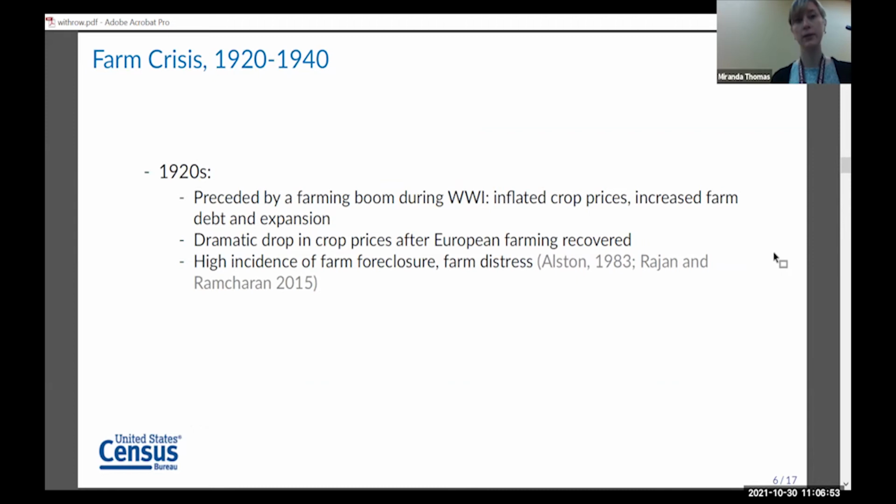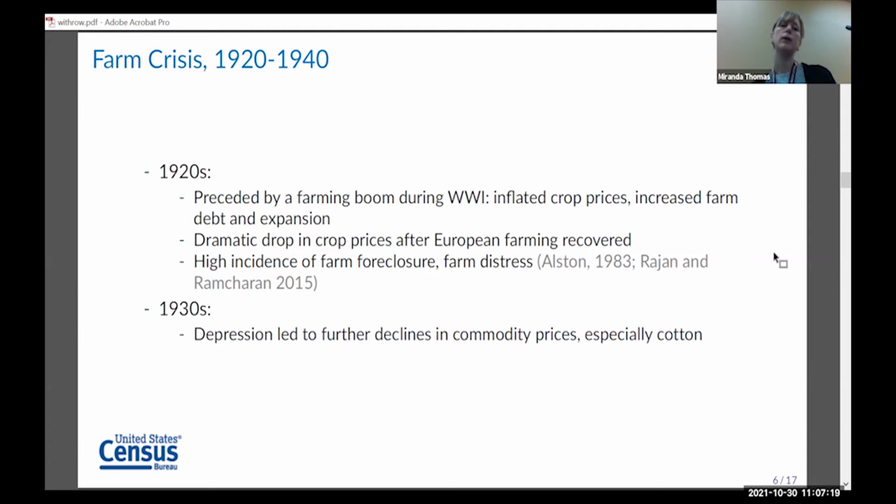So what was the farm crisis? Well, first of all, it was preceded by a farming boom during World War I. So while European farming was destroyed, U.S. farmers increased production as a response. They took out farm debt to finance their expansion. However, there was the first of two dramatic drops in farm commodity prices after European farming recovered rather quickly after World War I, and that led to a high instance of farm foreclosure and farm distress. There was another steep drop in farm commodity prices during the early 1930s, especially in cotton and fueled in large part by the Great Depression.